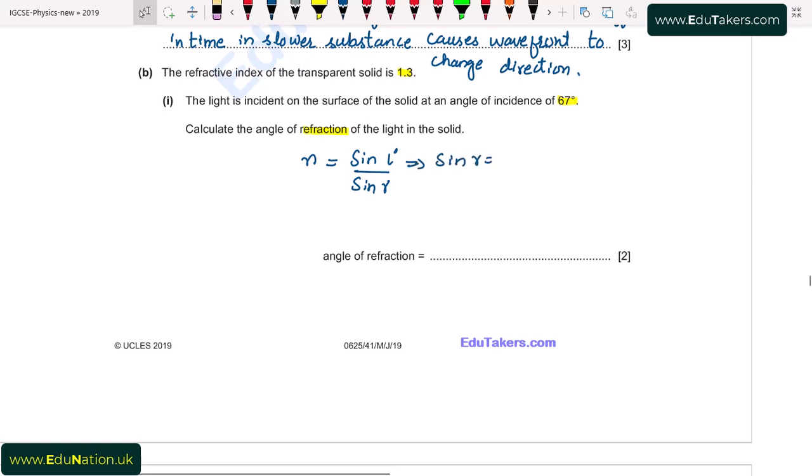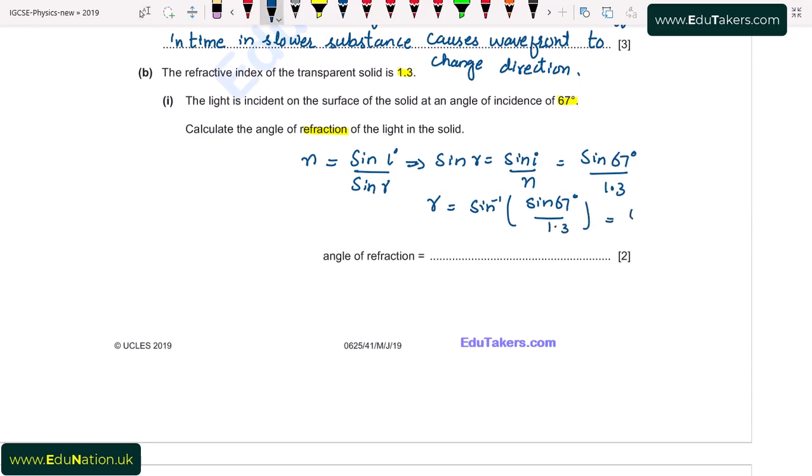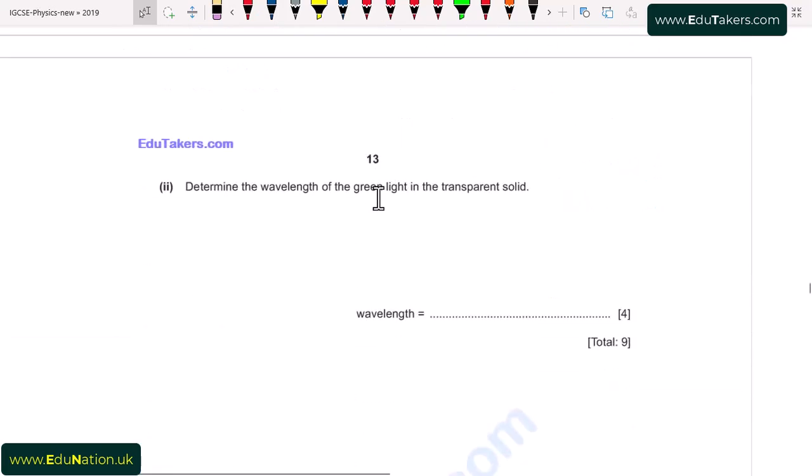That's why sine of r is equal to sine of angle of incidence over n. And the angle of incidence is 67 degrees and n is 1.3. So the angle of refraction will be sine inverse of sine 67 degrees over 1.3. So the angle of refraction comes to be 45 degrees. I write here 45 degrees. Going towards the next part of this question.